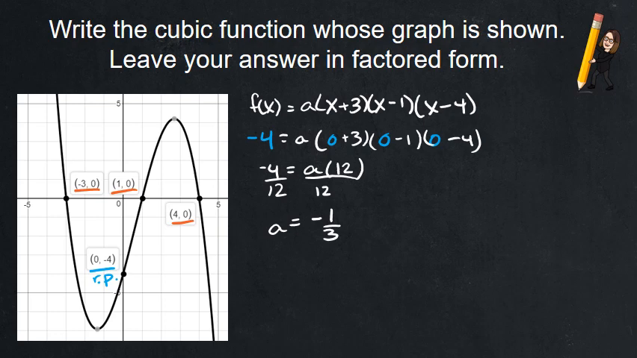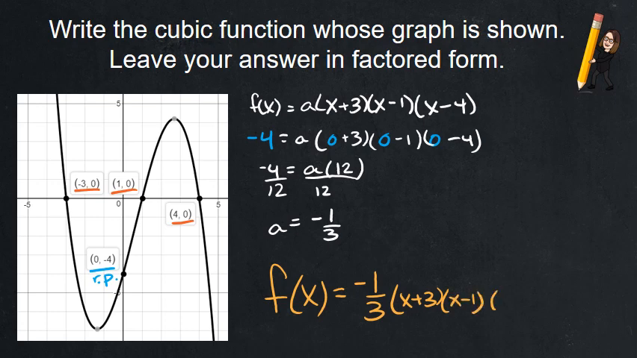So I can now write my final function. f of x is equal to -1/3 times (x plus 3)(x minus 1)(x minus 4). So again, just leave those in factored form. We could multiply it out, but we don't need that unnecessary work.